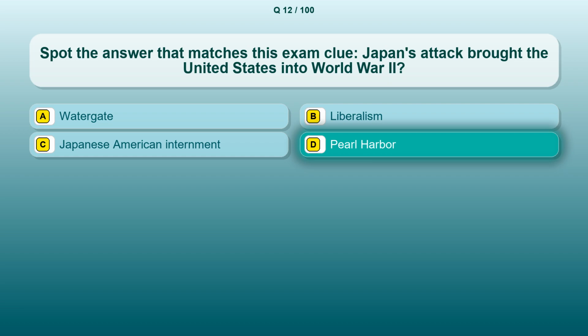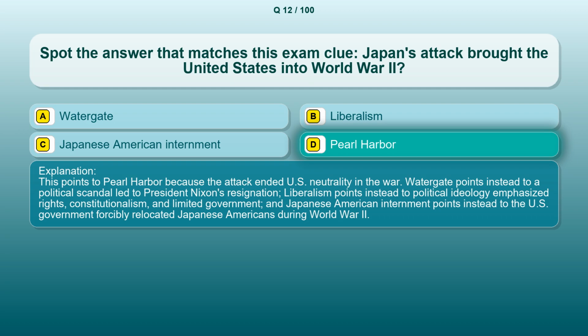The correct answer is option D, Pearl Harbor. This points to Pearl Harbor because the attack ended U.S. neutrality in the war. Watergate points instead to a political scandal led to President Nixon's resignation. Liberalism points instead to political ideology emphasized rights, constitutionalism, and limited government. And Japanese-American internment points instead to the U.S. government forcibly relocated Japanese Americans during World War II.